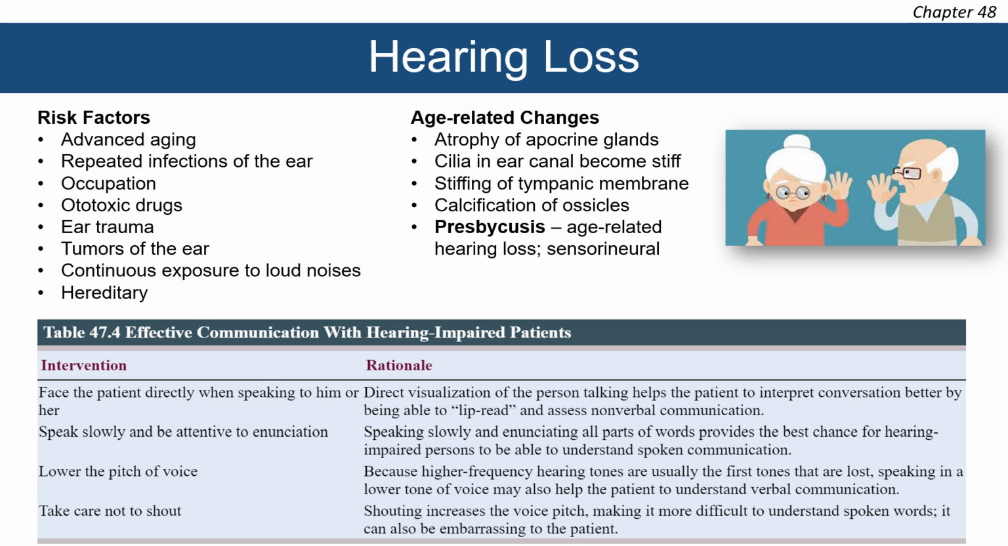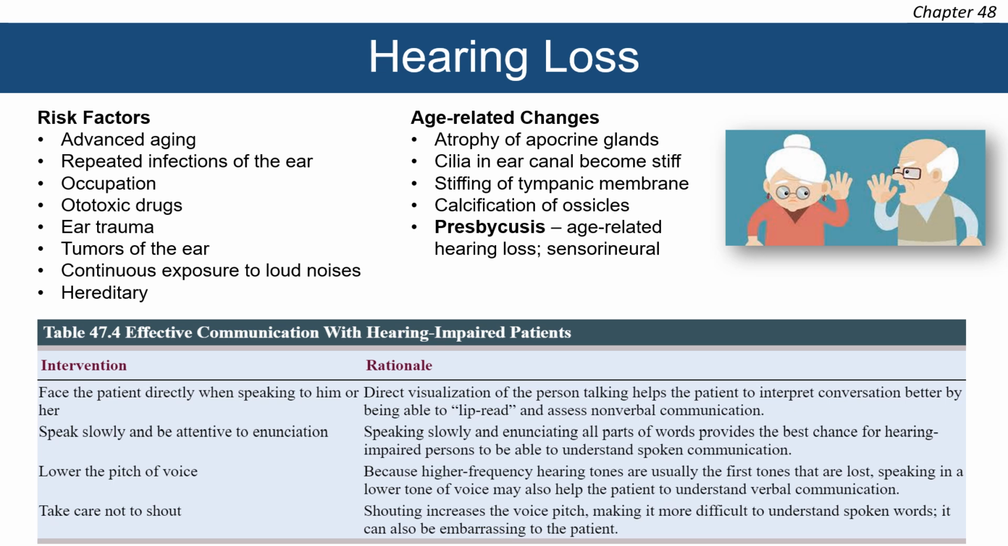So specific age-related changes. Cilia in the ear can become stiff, there is stiffening of the tympanic membrane, and those little three bones in our ears become calcified. This leads to presbycusis, which is a term for age-related hearing loss. So remember that the prefix presby means age-related. So important to know that hearing loss that is age-related is sensorineural hearing loss. So sensorineural hearing loss.